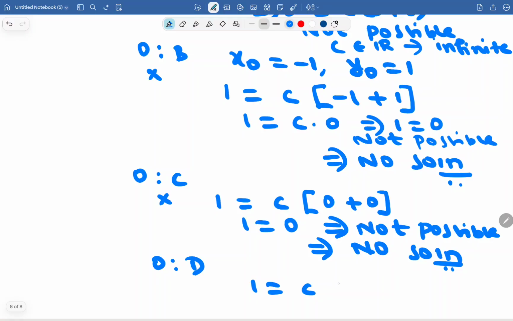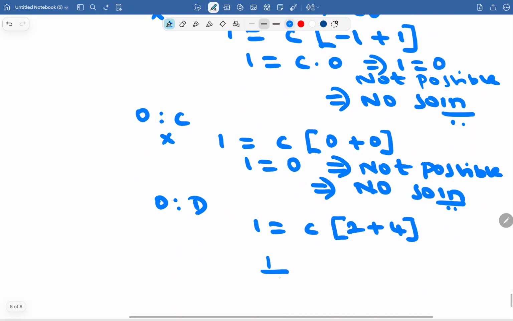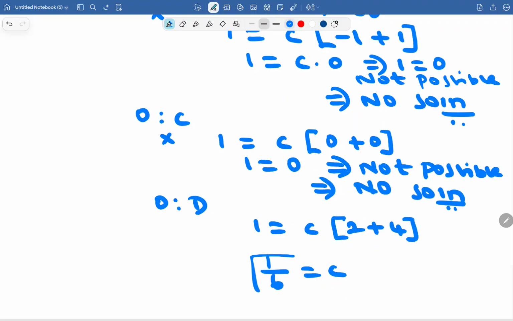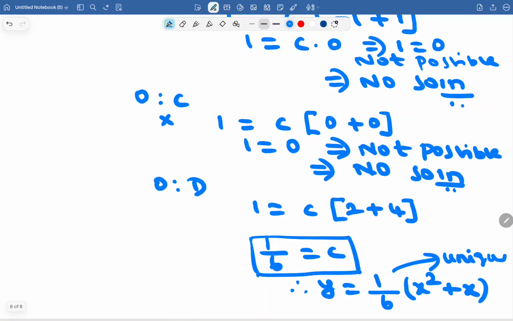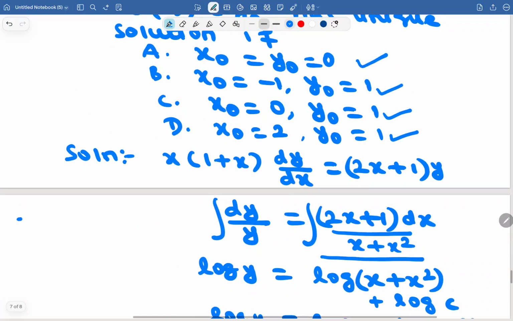1 equal to c into 2 plus 4, 1 by 6, which is equal to c. Therefore, y equal to 1 by 6 x square plus x. This is for a unique solution. Therefore, for this problem, option D is the correct one.